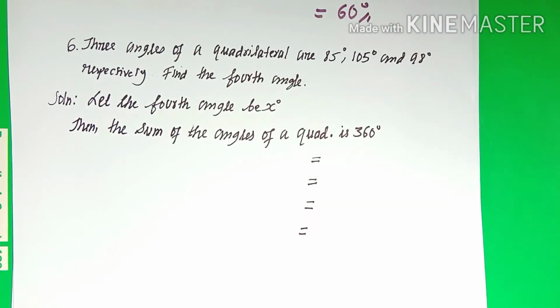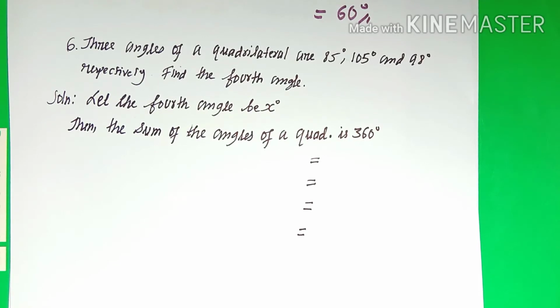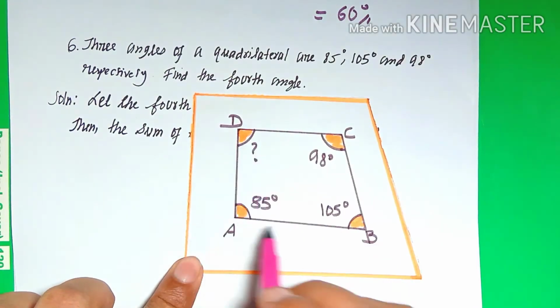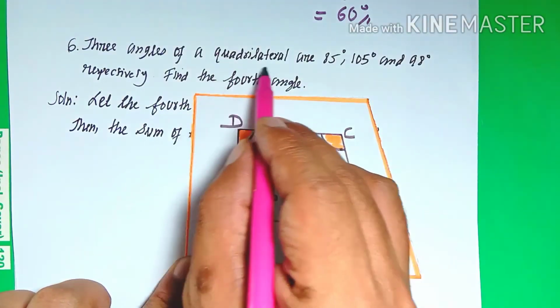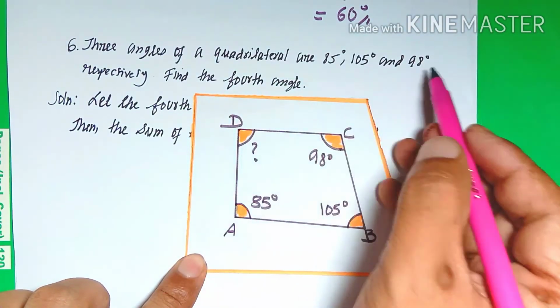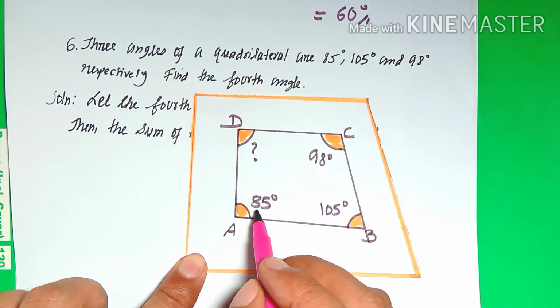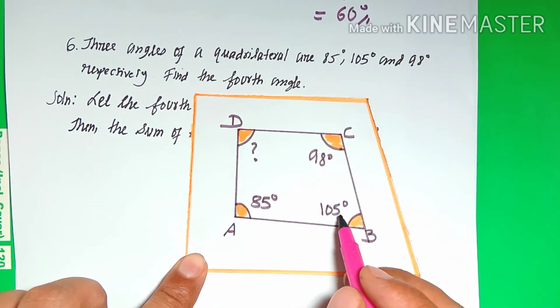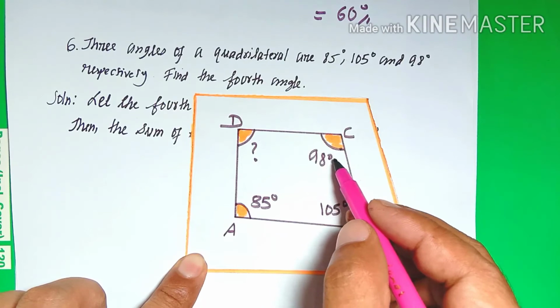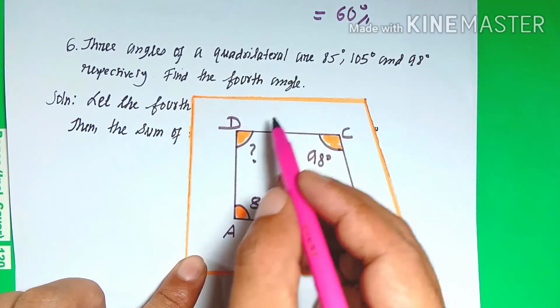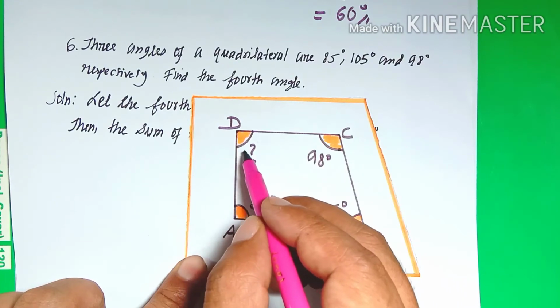Now the next one: three angles of a quadrilateral are 85 degrees, 105 degrees and 98 degrees respectively. Find the fourth angle. So let's have a look at the figure, a quadrilateral, which means a closed figure made up of 4 line segments, where three interior angles are given. So we can label them with any letters. The first angle I've taken as angle A, which is 85 degrees, the second angle 105 degrees, and the third angle 98 degrees. So I need to find the fourth angle, which according to this figure will be D.